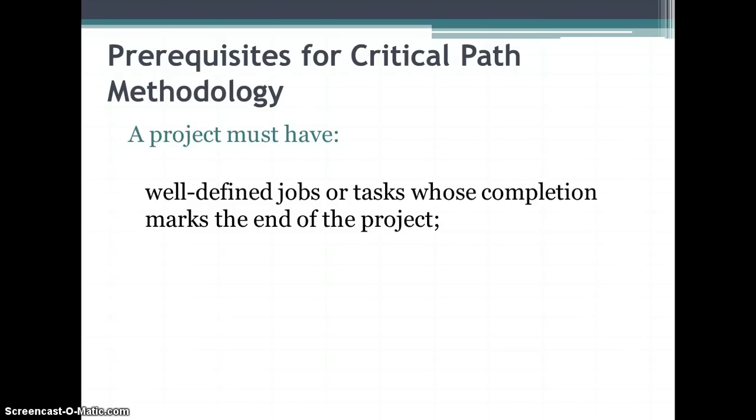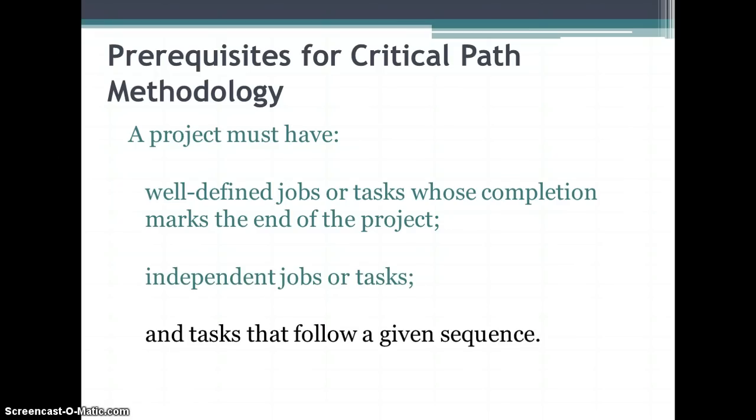So, what do we need in order for us to do this critical path methodology? A project has to have three things. It has to have well-defined jobs or tasks whose completion marks the end of the project. Independent jobs or tasks, that is, they must stand alone by themselves. You have to be able to put your hands around it. There's a beginning, a middle, and an end to each task. And the tasks must follow a sequence. Otherwise, you can't use CPM because it's designed to look at things in a sequence.